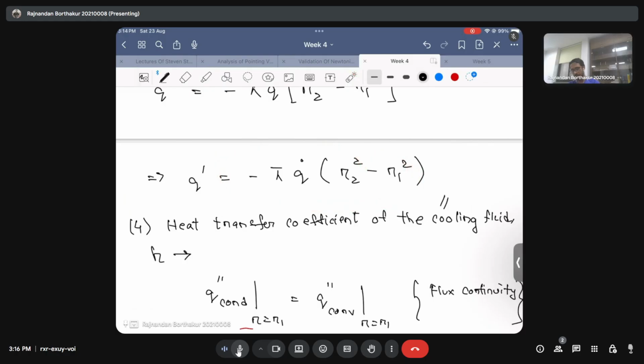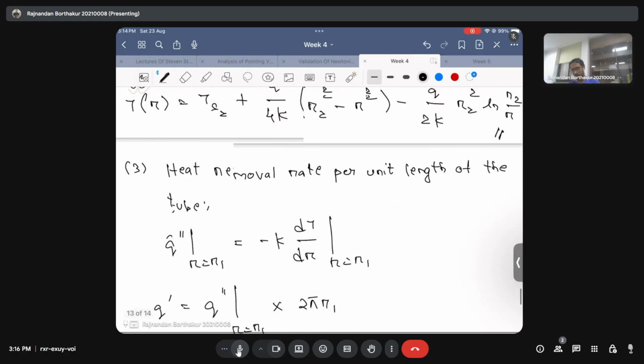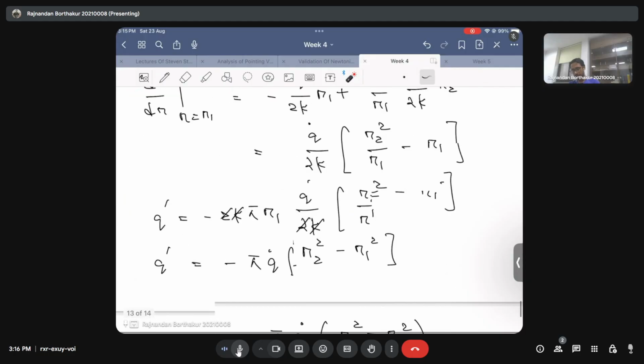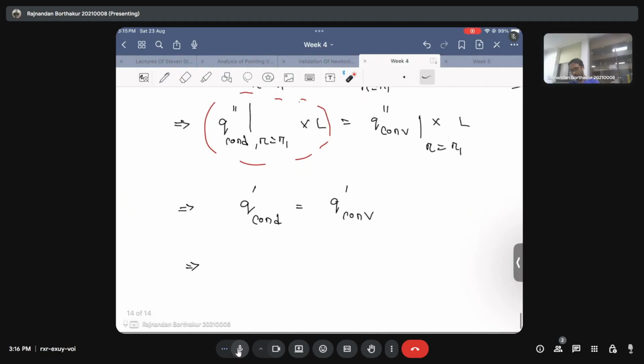Because this is the heat removal rate due to conduction that we calculated from Fourier's law. That is the heat removal rate per unit length due to conduction, and we know that this is equal to minus of pi q dot times r2 squared minus r1 squared. So what is the heat removal rate due to convection now?